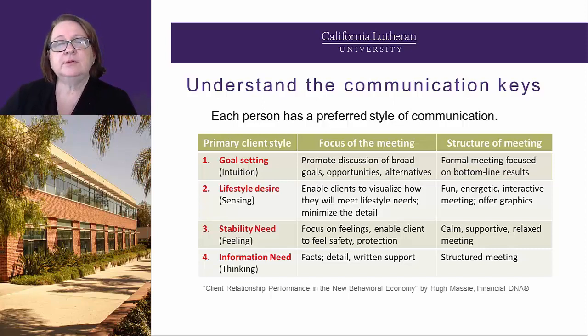The people who we would classify as thinkers, the DNA people call information need, that's their primary style. They need facts, they need details, they need written support, and they really need a very structured meeting, okay? They're not going to want the energetic, interactive. They're not going to care about the calm, supportive, relaxed meetings. They are in and out people. We want to get in, we want to get out, we want our facts, we want them now. We want to see the details in writing. We don't want to hear about a pie in the sky. We don't necessarily want to brainstorm.